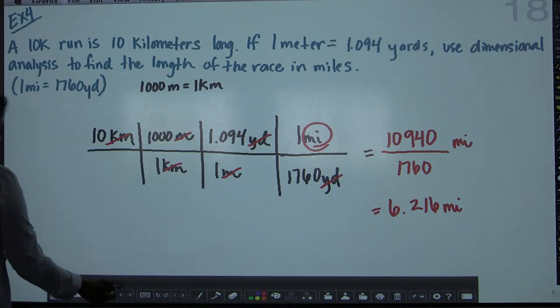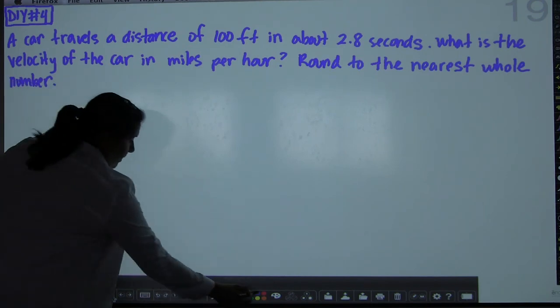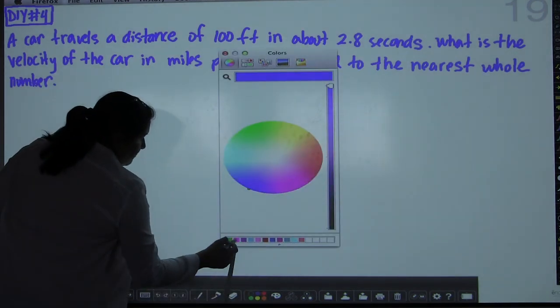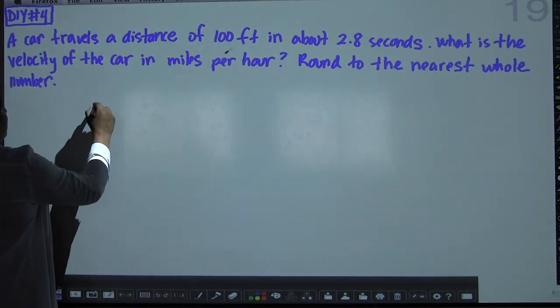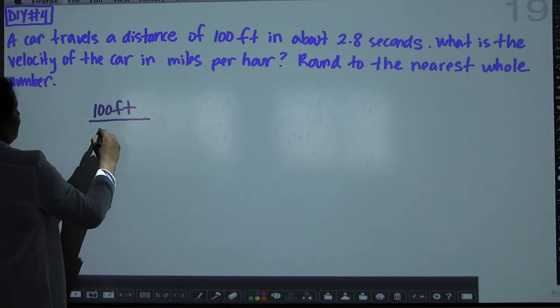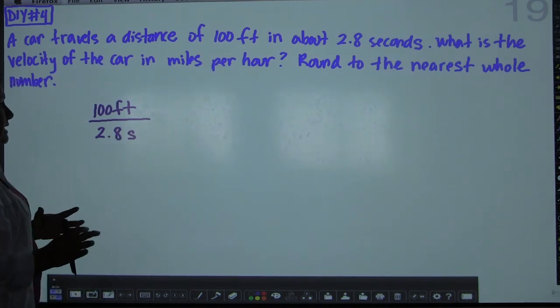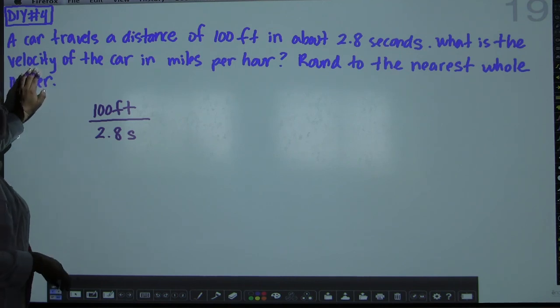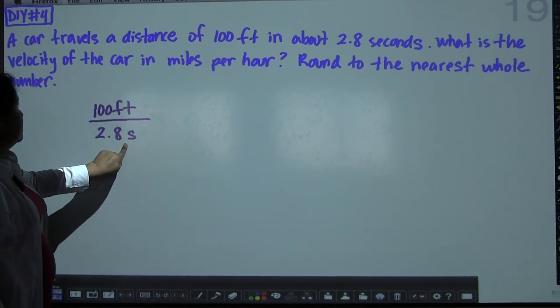And so now we're going to give you a chance to do that with this. Now just keep in mind that in this case, I'm going to help you out here a little bit, for those of you that get all flabbergasted when you see a word problem. It says a car travels a distance of 100 feet per 2.8 seconds. Okay? So you have to convert two things. It wants to know the velocity of the car in miles per hour. So you have to convert the feet to miles, and you have to convert the seconds to hours.